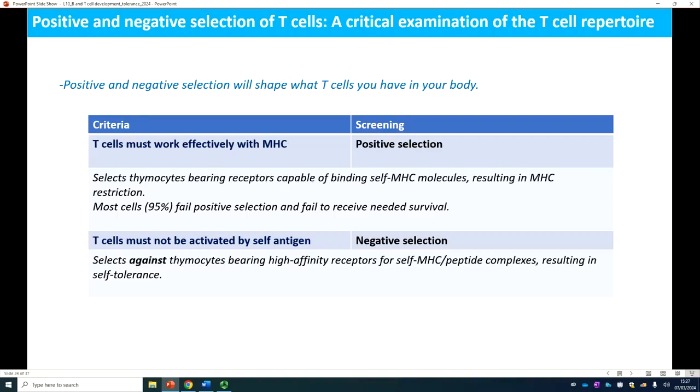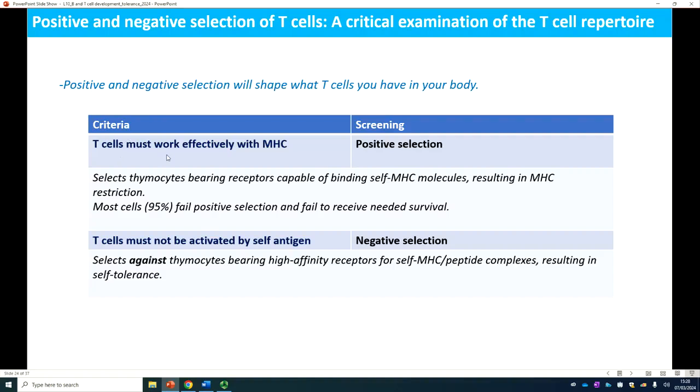So if we look at the importance of positive selection and negative selection, this plays a very crucial role because it's shaping the T cells that you have within your body. There are a couple of different criteria that we really need to stick to, because this is defining the T cell repertoire that we have for each of us.